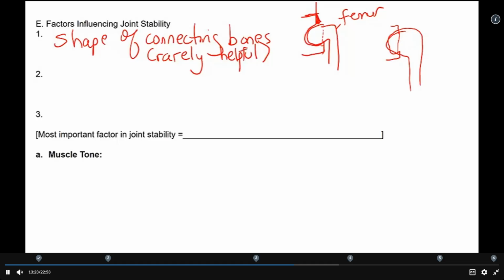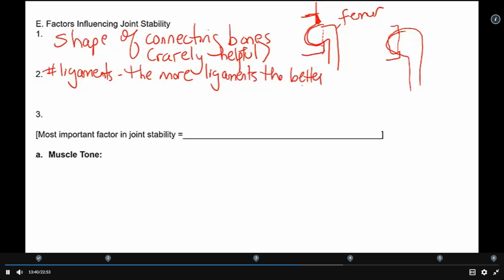Another thing that does help stabilize the joints is the number of ligaments. And generally, the rule of thumb is that the more ligaments, the better. In other words, the more ligaments, the more stable the joint. However, ligaments can only extend a certain percent, maybe 6% of their total length before they snap. So this is not always that helpful either in stabilizing the joints.